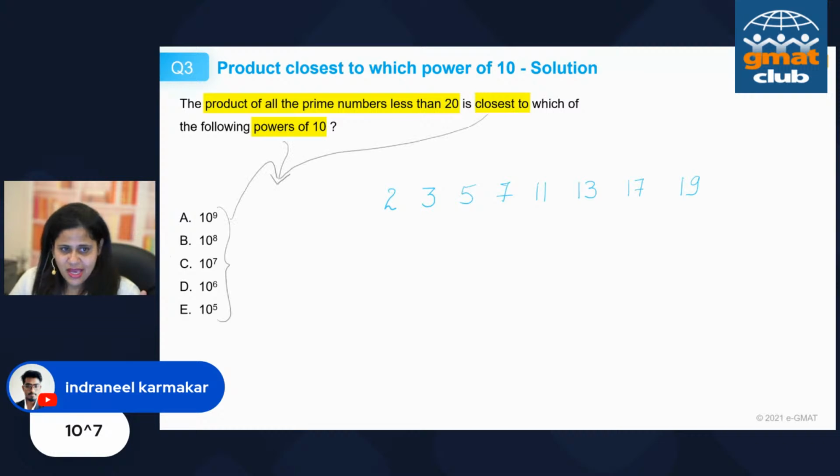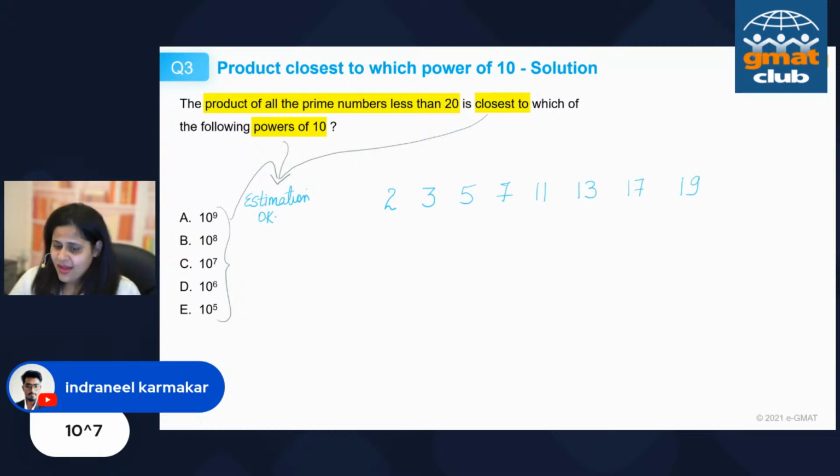Plus, when we look at the answer choices, each answer choice is an order of magnitude smaller than the previous one, right? You're starting from 10 to the power 9 all the way to 10 to the power 5. So it's a pretty large gap over here, which means that estimation is acceptable over here. So that's the first inference that you should have drawn here. Now, product of all prime numbers less than 20, write down all the prime numbers. Don't shy away from doing this grunt work, okay?